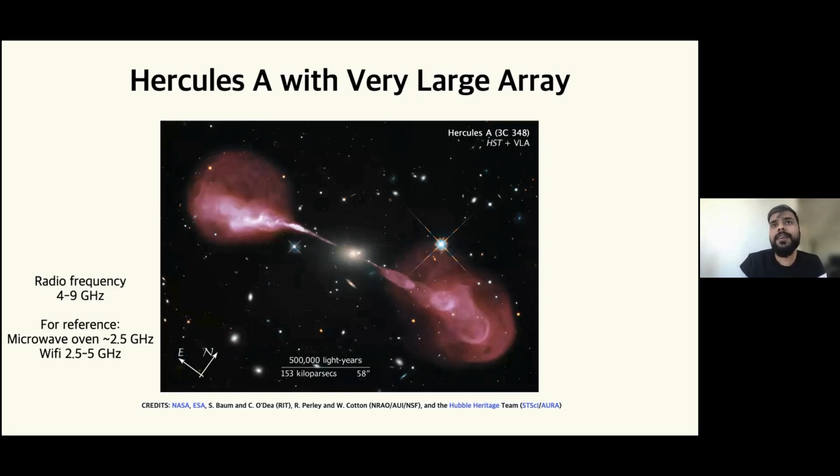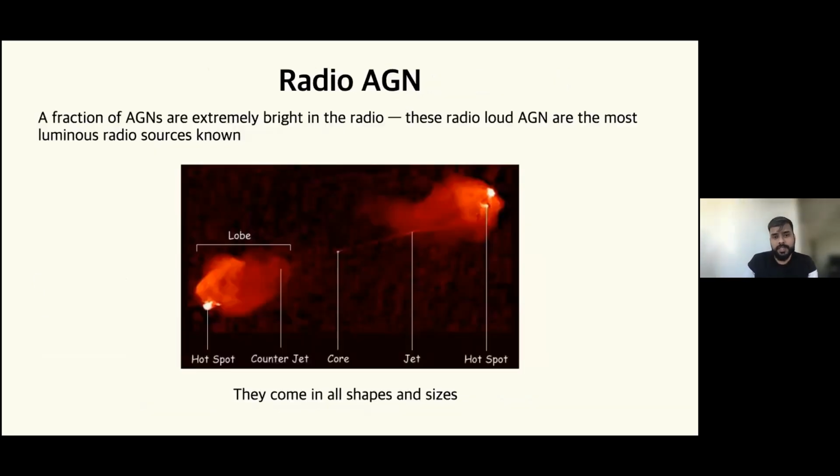So what are radio AGNs then, which are the focus of what I'm working on? Out of all the AGNs that exist, there's a fraction of AGNs that are extremely bright in the radio. By extremely bright, I mean their luminosities are mostly more than 10 to the power 23 watts per hertz, which is usually considered very high for normal star-forming galaxies. So compared to normal star-forming galaxies, these are much brighter in the radio. And that's why these radio loud AGNs are some of the most luminous radio sources known.